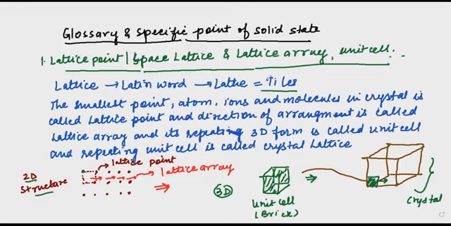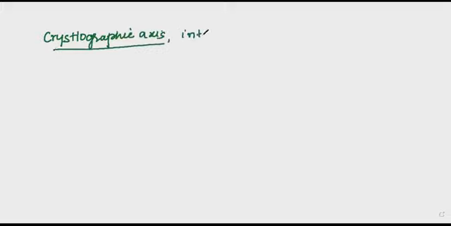After that we are coming to the next point. The next point is what is the crystallographic axis and type of the unit shell. Clear? Now see it. Next point is crystallographic axis, interfacial side, interfacial angle.